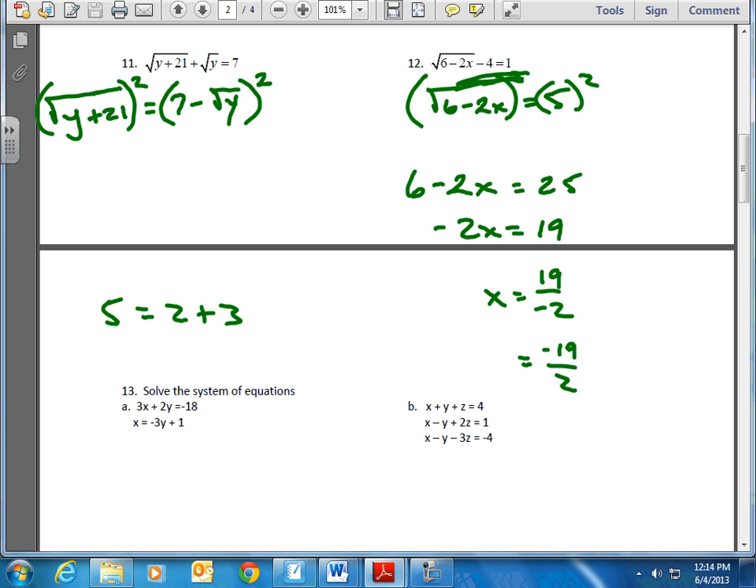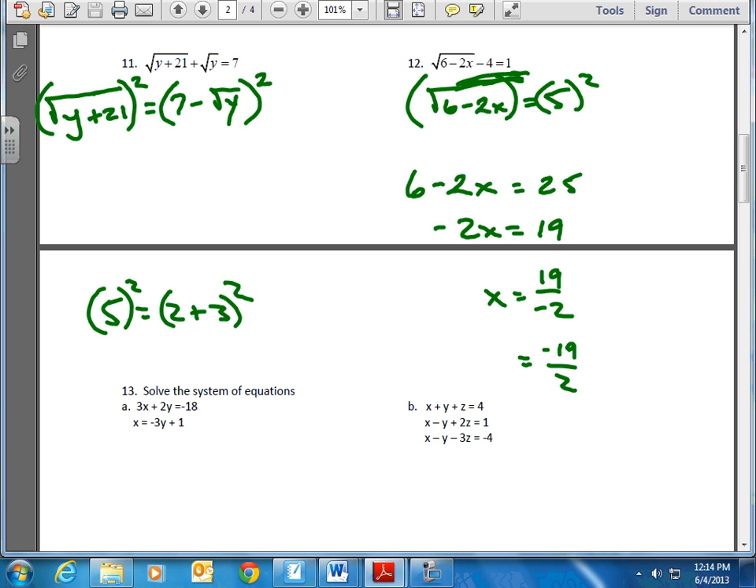Side note, 5 equals 2 plus 3, correct? If I square this side, and if I square each term over here, do I get the same answer? 5 times 5 is 25. 2 times 2 is 4. 3 times 3 is 9. 9 plus 4 is not 25. But if I don't square each individual term and I simply square the whole thing, then I do get the same answer on both sides.